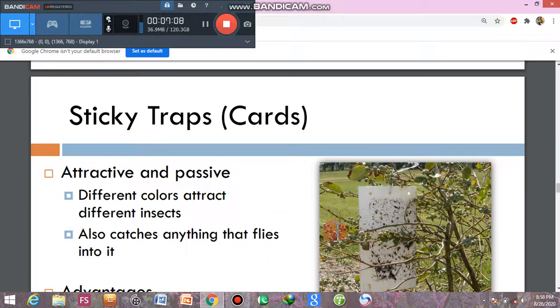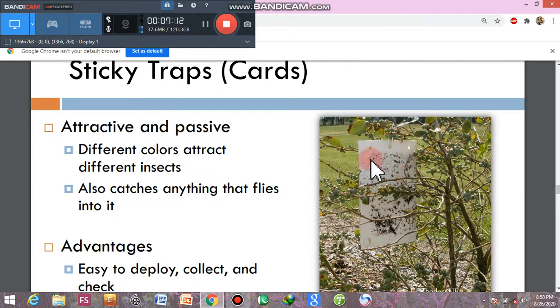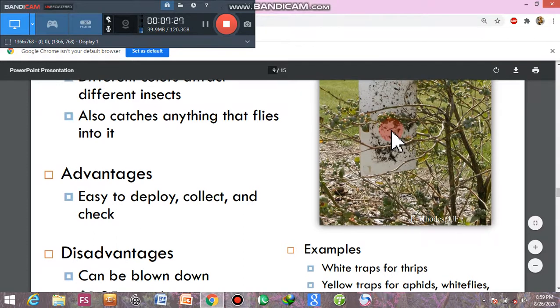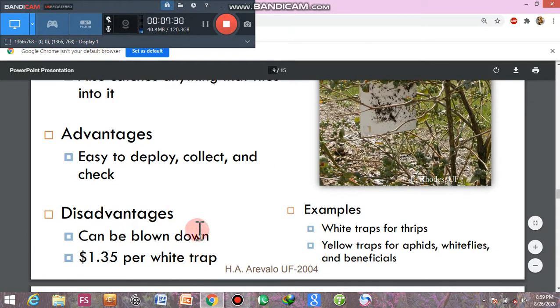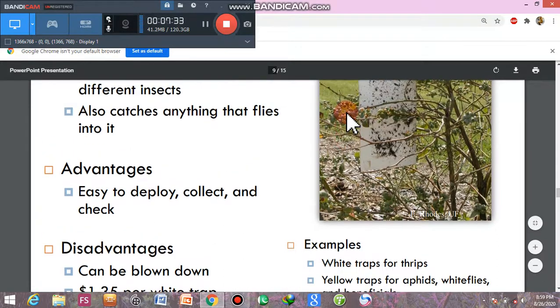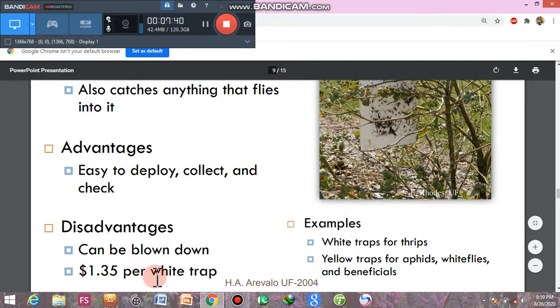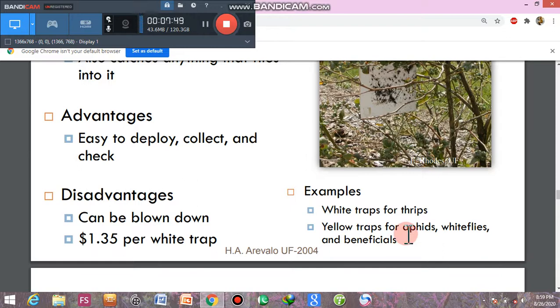Sticky traps or cards. This type of sticky trap or card is used in the crops. Different colors attract different insects. It also catches anything that flies into it. Advantages: it is easy to deploy, collect, and check. Disadvantages: it can be blown up if the wind is strong. Its cost is $1.35 per white trap. Examples: white traps used for thrips, yellow traps used for aphids, whiteflies, and the beneficials.